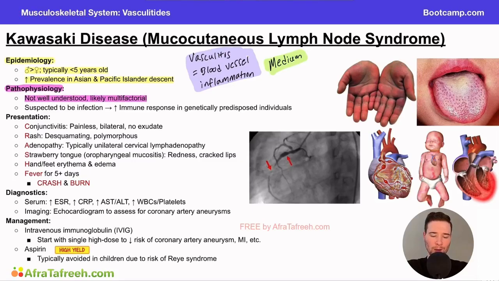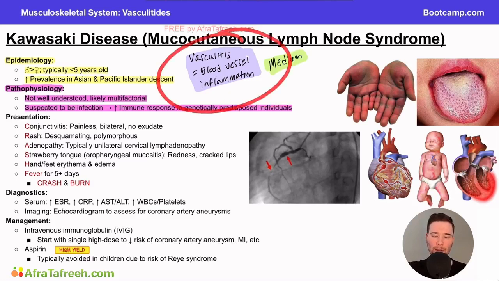this one is not really well understood. It's thought to be multifactorial. It's suspected that an infection can increase the immune response in genetically predisposed individuals. So that is to say, somebody who is genetically predisposed, who gets an infection, might have an overreaction that leads to this condition. Somebody who is not genetically predisposed could have the same infection, but they never develop Kawasaki disease. So this is still an area of research that's ongoing. But if you just keep in mind that this is a vasculitis or an inflammatory blood vessel condition, that should be good enough for test day.